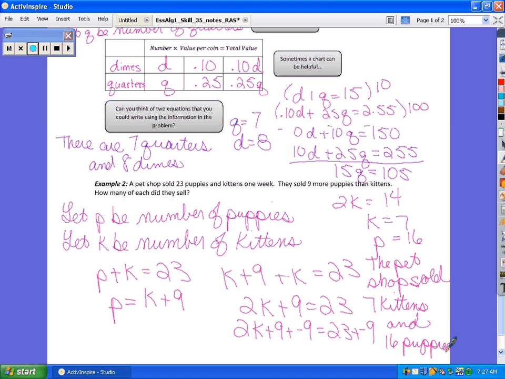I ran out of room. I wrote too big. Okay. This is part 1 of skill 35.